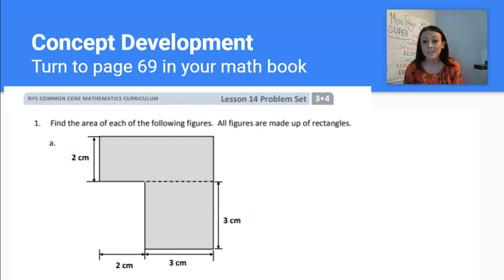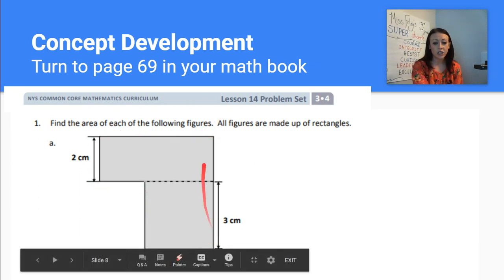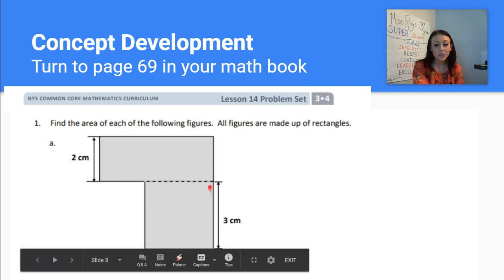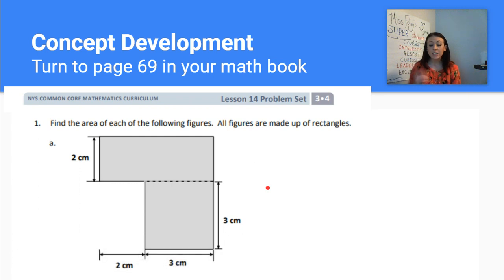We always read those directions first. So it says, find the area of each of the following figures. All figures are made up of rectangles. So I notice that my entire shape here, this entire shaded region, is not a perfect rectangle. It's kind of like an upside down L shape. But they have that little dotted line there to show me that it's actually made up of 2 rectangles. So what I can very easily do is find the area of each individual rectangle and then add them together. I can use that strategy like I did in part A on my application problem.